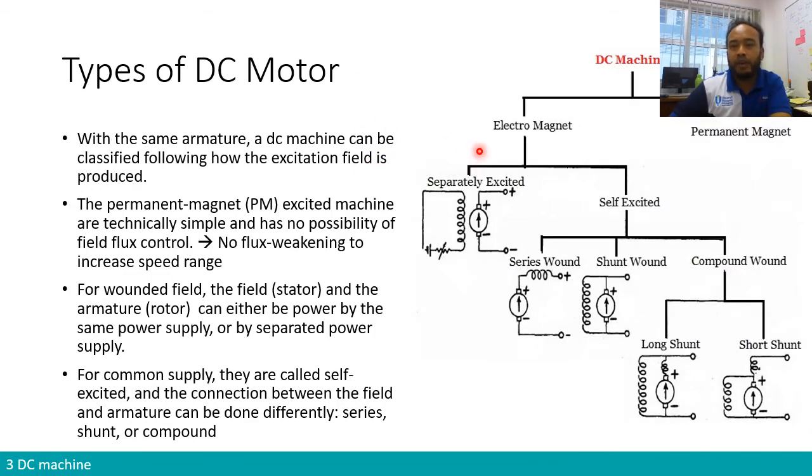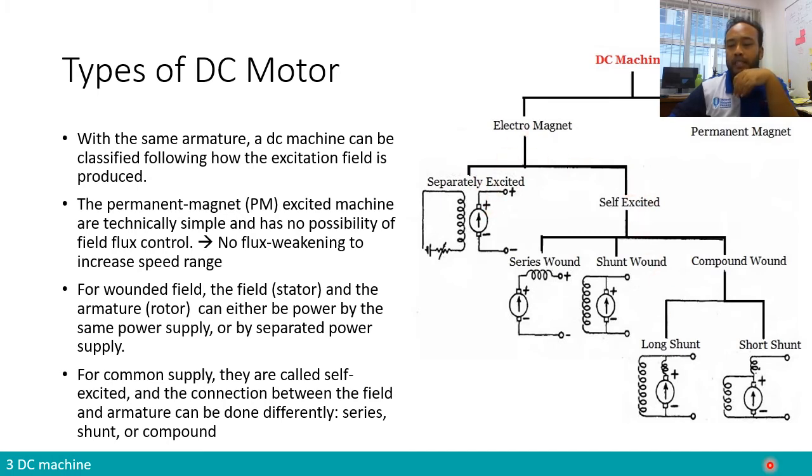So imagine you have multiple machines of 4 poles, and on those different machines you could connect the field winding and the armature winding in different configurations. Okay, so the different configurations are basically either what we call separately excited or self-excited.